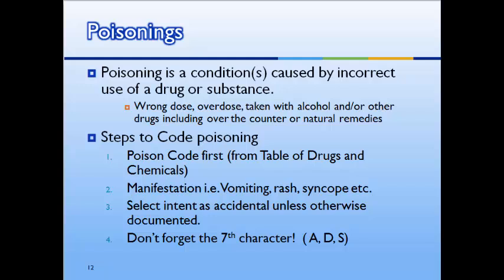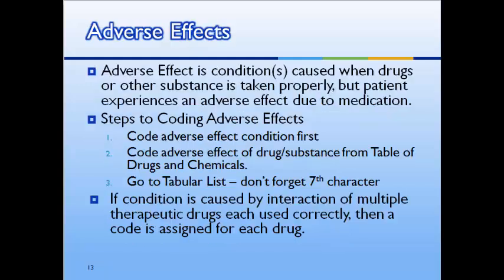So our steps to code poisoning: the sequencing is that our first code is the poison code, followed by the manifestation code such as vomiting, rash, syncope. So when we're assigning the poison code, we're going to select the intent as accidental unless otherwise documented. And we can't forget the 7th character.